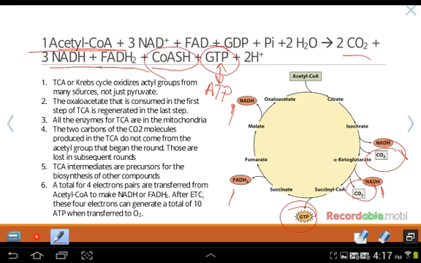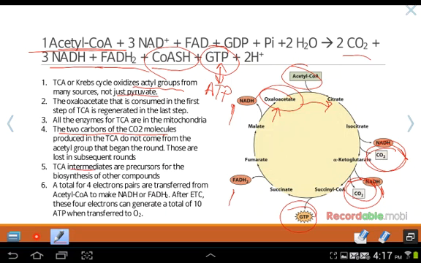The TCA, or the Krebs cycle, oxidizes acetyl groups from many sources, not just pyruvate, as we already talked about. The oxaloacetate that is consumed in the first step to make citrate is regenerated in the last step. That's why it's cyclic. All the enzymes for the TCA are in the mitochondria. The 2 carbons brought in on the acetyl group of acetyl-CoA are not actually the carbons that are extracted out as CO2. These are lost in sequential rounds, and we'll see that as we follow the reaction pathways.